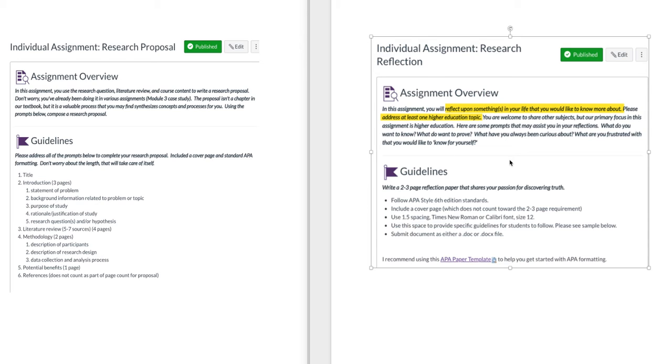In modular week one, we had an individual assignment, research reflection. Reflect on something in your life you'd like to know more about. Address at least one higher ed topic. So you already have your topic.